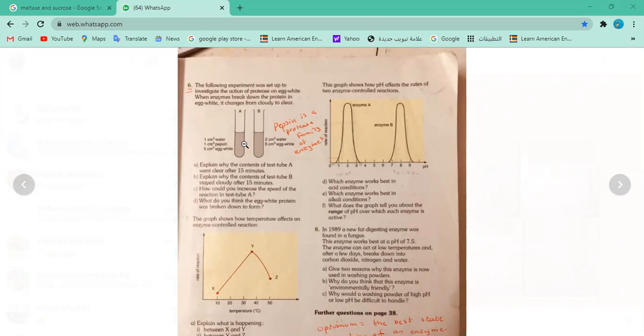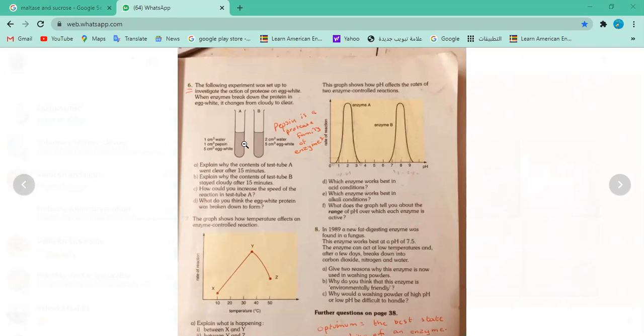That's why the contents went clear. Amino acids are soluble in water. That is one of the things. Mariam already answered that it's broken down by the pepsin, because it has got an enzyme, right? So in tube A, after 15 minutes, the egg white protein is broken down, and it's clear now.